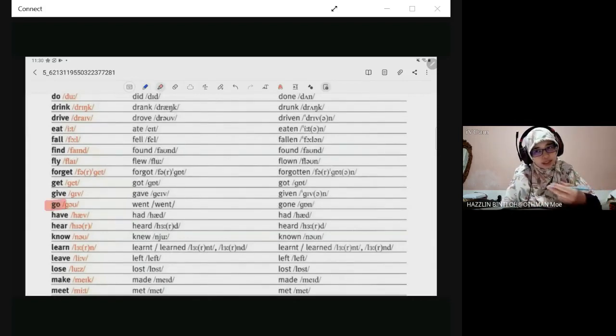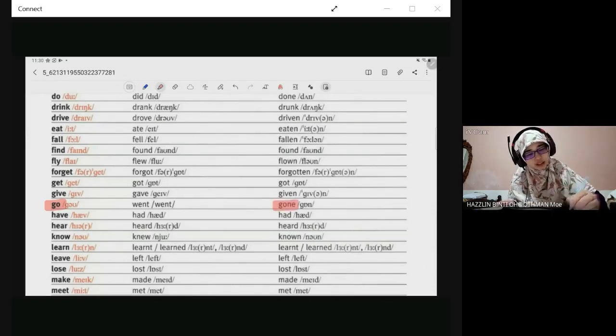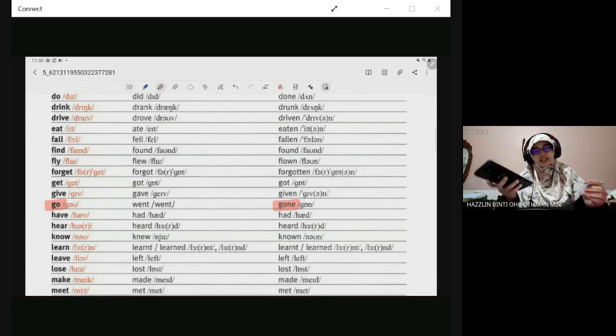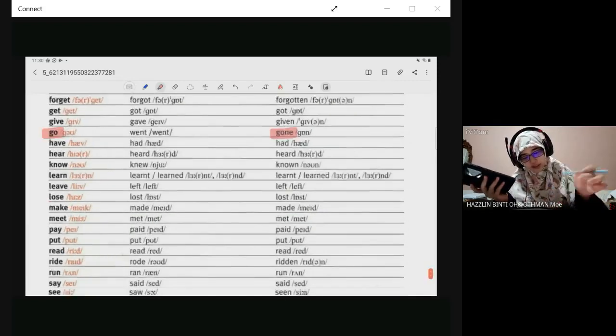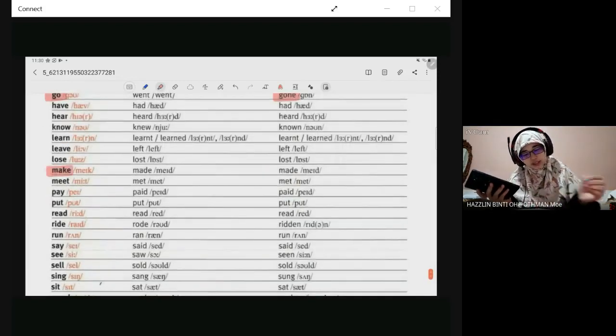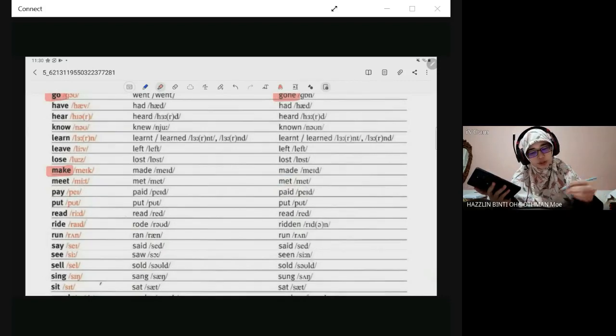So remember, the second column is always past simple. That is not what we want. We want past participle. So what is the past participle of go? It is gone. What is the second word that you're supposed to look for? Make. Okay, here it is. Here is the infinitive form. You need to find the past participle. So the answer is made.